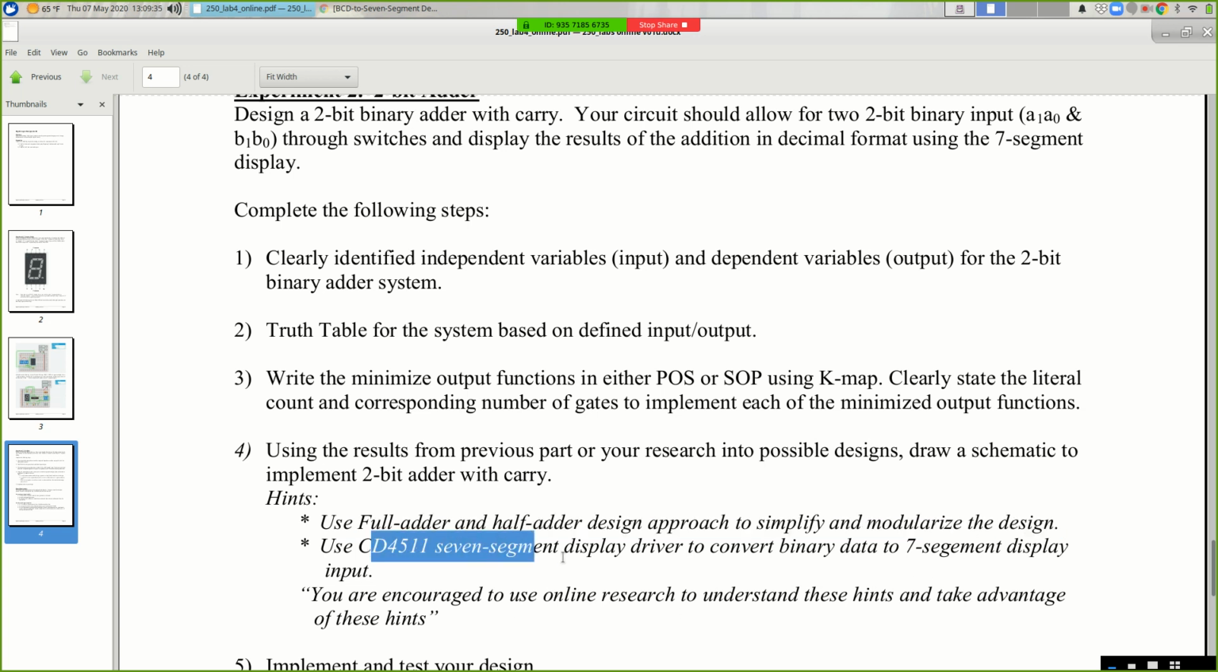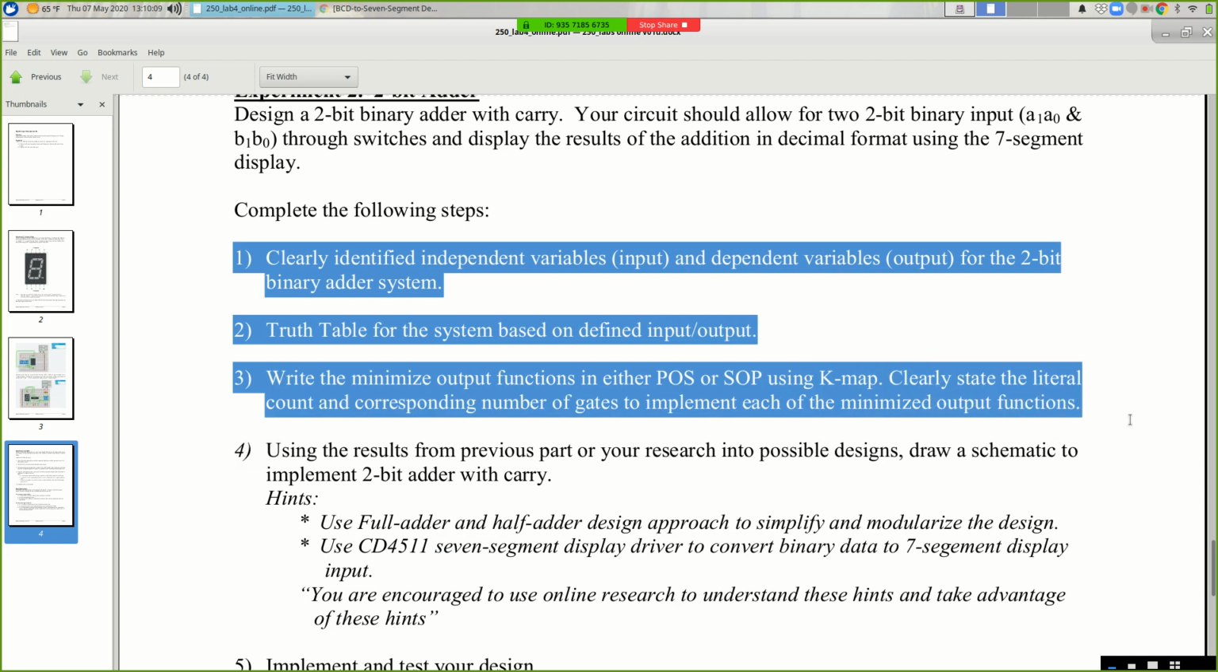And then use the 7-segment display driver to convert the binary data to 7-segment. You're encouraged to use online research to understand these hints and take advantage of these hints. Okay, so let me leave it at there for now. We will talk about these hints on Tuesday, okay? But you should do these first parts of the lab before then, okay?